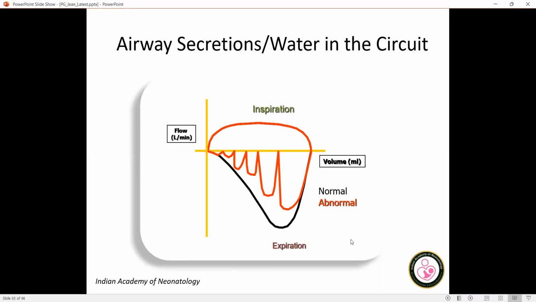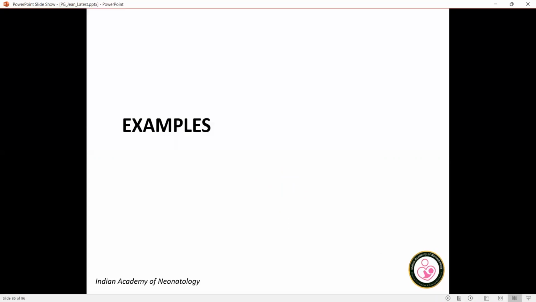Now, how to identify secretions? We can see many serrations on the expiratory side. This is the usual thing we see in our babies. Now, if time permits, we can go on to see some examples.